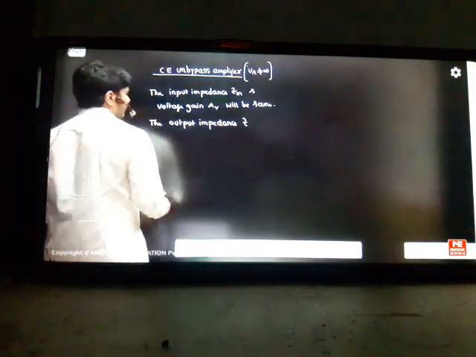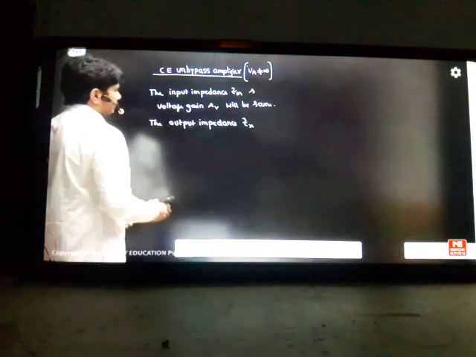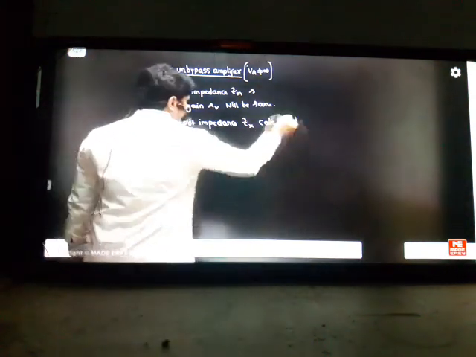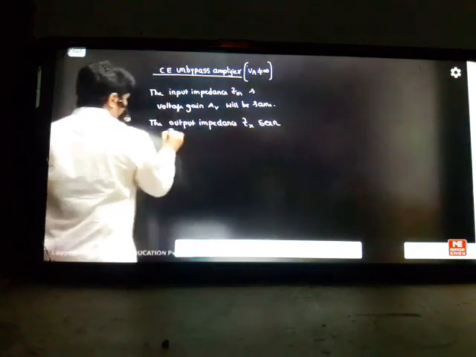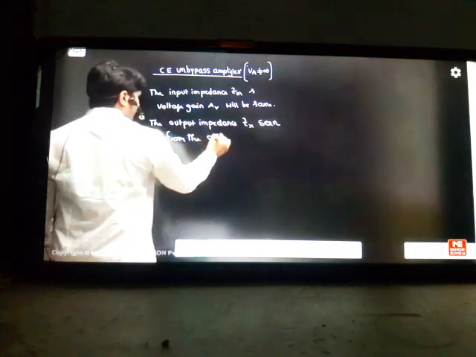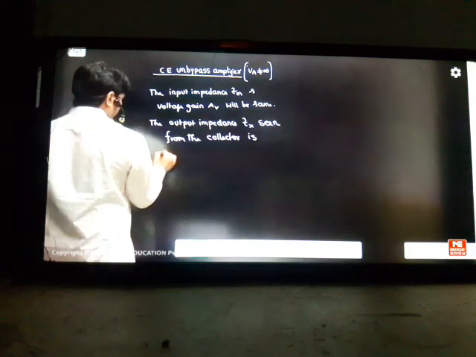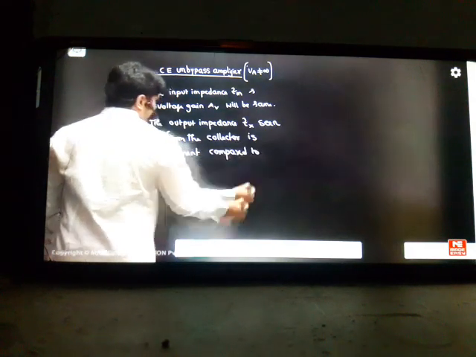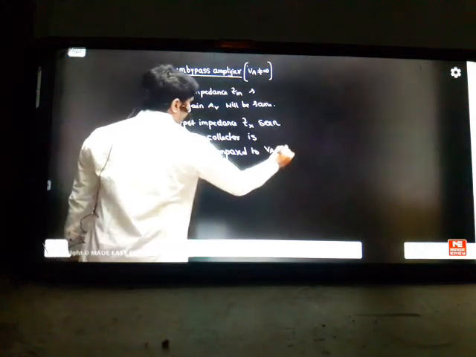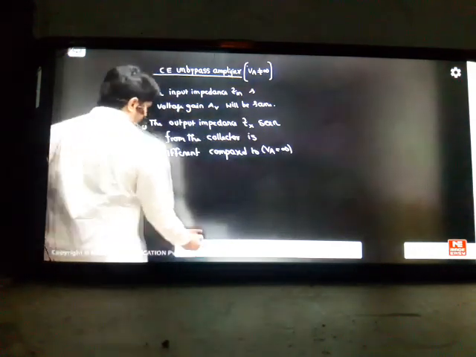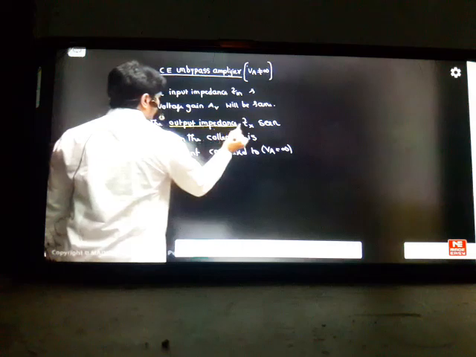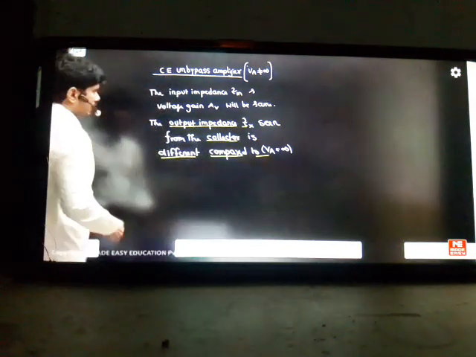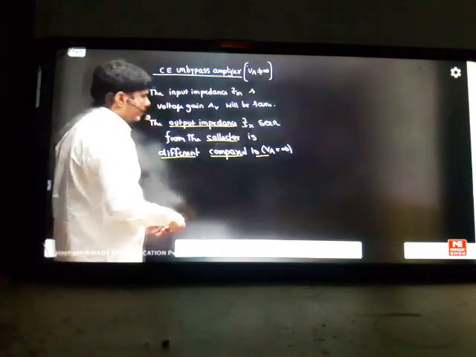The output impedance ZX, calculated from emitter, sorry, calculated from the collector, seen from the collector, is different compared to VA equal to infinite. So this is the only extra concept we are learning in the class. It's a very important step for me, so that in straightforward exams, 2 marks questions I can solve directly. I'll tell you the trick how to remember the formula. First we'll prove it. How to find this ZX seen from the collector, which is different compared to VA equal to infinite.